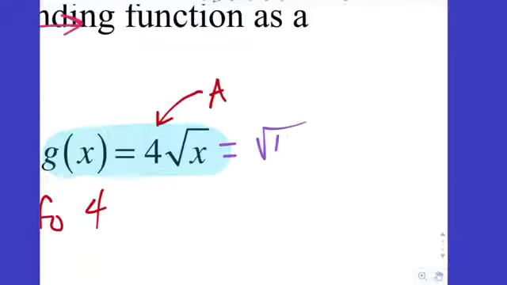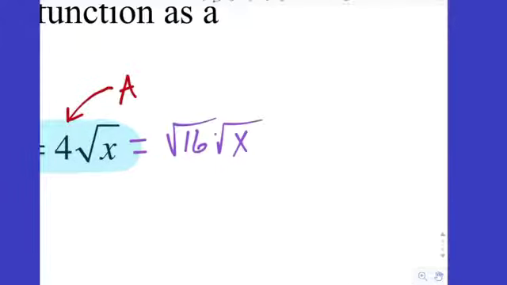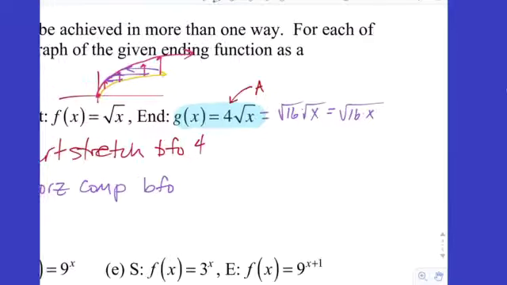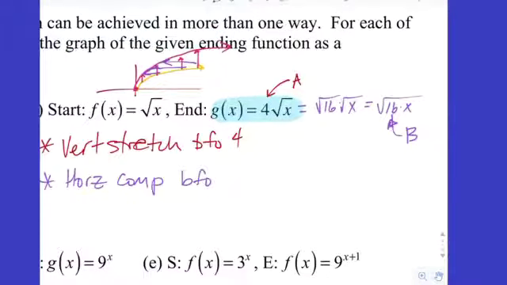So if you write 4 as the square root of 16, that's a true statement, right? The square root of 16 is 4. Now because they're both under the same square root, you can write both of those under the single square root. And now that turned it into a b value. So that is equivalent to a horizontal compression by a factor of 16.